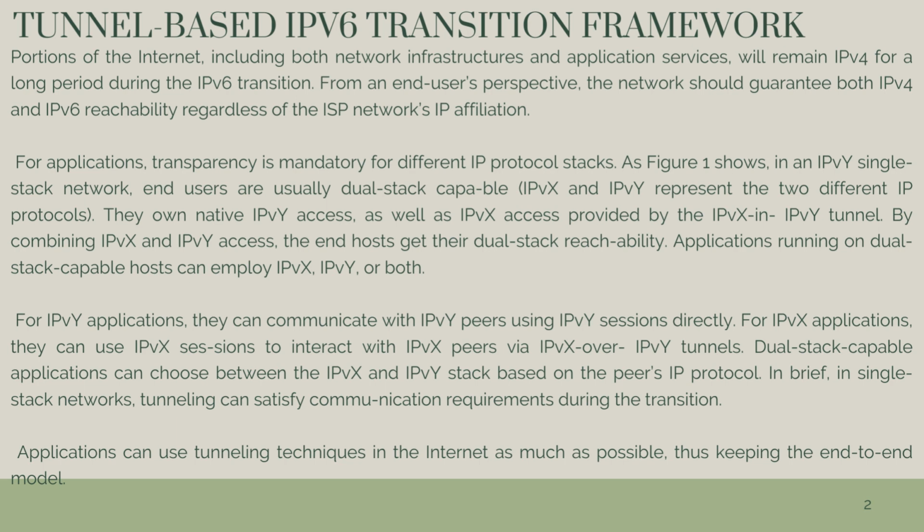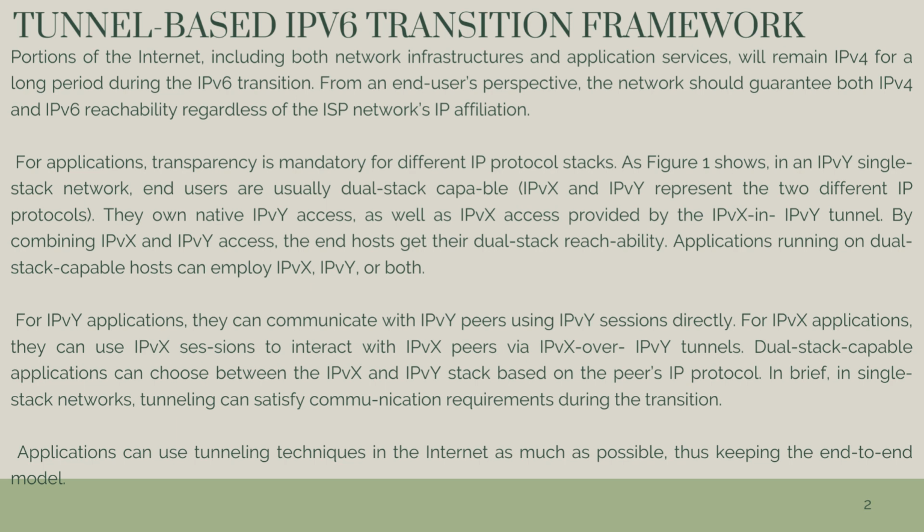Different IP protocol stacks are in use, and end users are usually dual stack. They own native IPv6 access as well as IPv6 access provided by the tunnel, and by combining them the end host gets dual stack reachability. Applications running on dual stack capable hosts can employ both IPv6 and IPv4. IPv4 applications can communicate with peers using IPv4 sessions directly. IPv6 applications can use IPv6 sessions to interact with tunnels. Dual stack capable applications can choose both the IPv6 and IPv4 stack based on the peer's IP protocol. In brief, in single stack networks, tunneling can satisfy communication requirements during the transition.